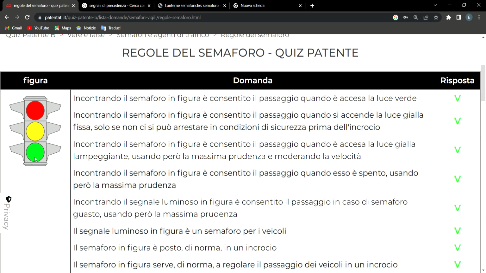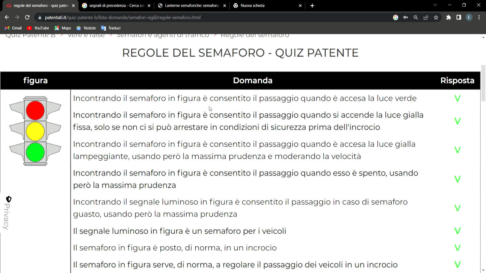While this green one, the one below, is always put on immediately the red light is off. The green light simply means it is possible for you to drive to the left, drive to the right, and it permits the transit of vehicles in the junction that is regulated with the traffic light.